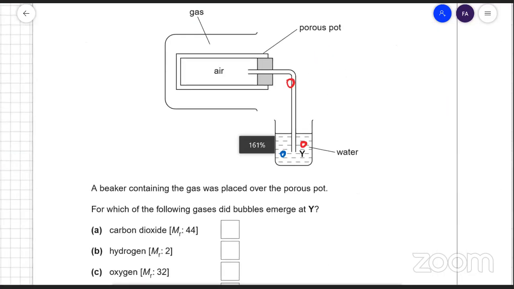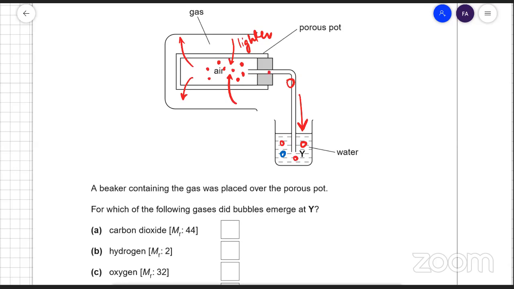That the only way bubbles of a gas are going to emerge at Y is that there's gas coming in through this pipe and it's coming out at the other end. Now, what is diffusion? Diffusion is that air is going to diffuse out of the porous spot, but at the same time the gas that's outside is going to try and diffuse inside the porous spot. Now the outside gas has to be lighter so that more gas enters the porous spot than leaves the porous spot. If it's lighter, then it's going to push the other gas molecules and bubbles would emerge from the other side.